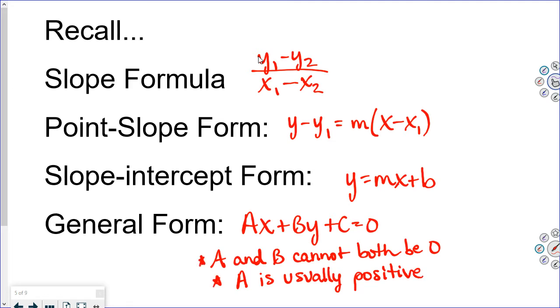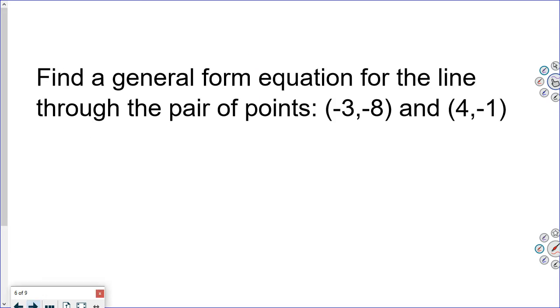But again, we don't use general form a lot, but I do want to go through one example just for practice. So if it says find a general form equation for the line through these pairs of points, what you want to do is start with finding your slope. So we would have -1 minus a -8 over 4 minus a -3. Once you simplify that, you get 7 over 7, which is then just 1.